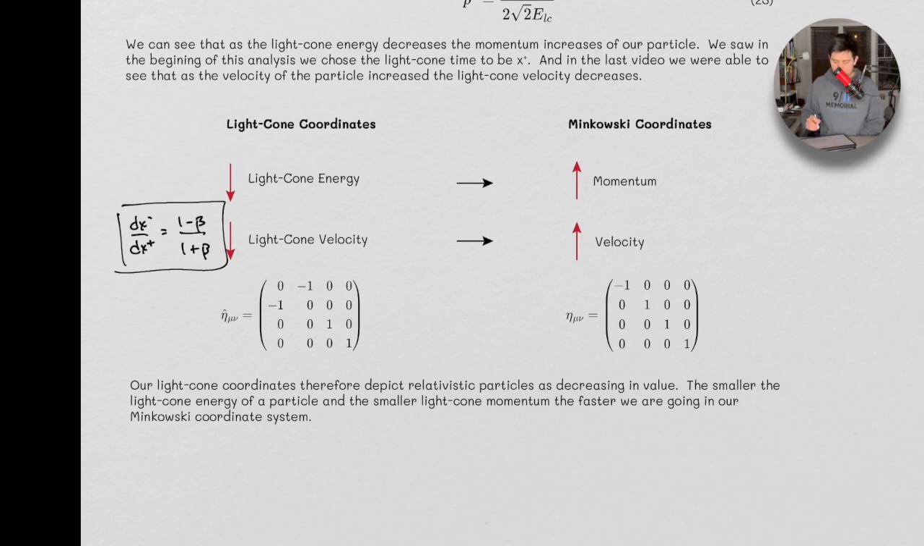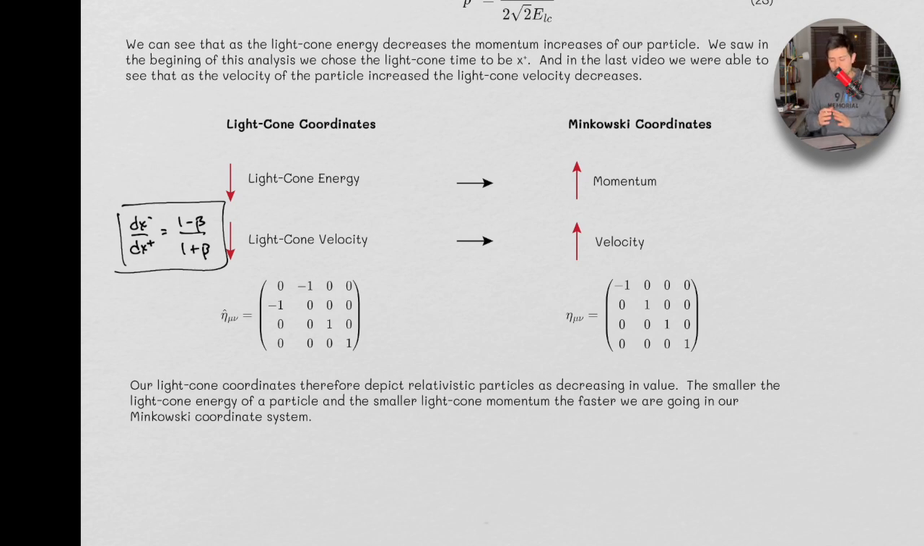So this is what we're looking for, because we want these things to match. We don't want this to increase as this decreases, because we're looking for something that becomes more relativistic in the light cone coordinates. As momentum and velocity increase, we are looking for particles that get closer and closer to the speed of light, corresponding to them becoming more relativistic.